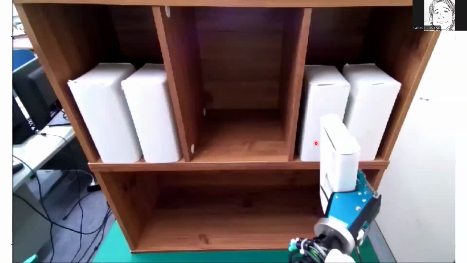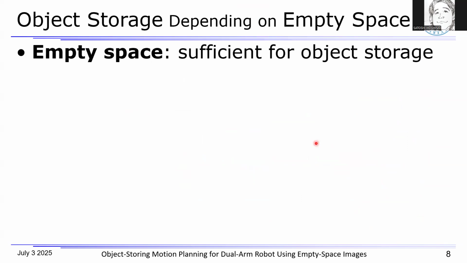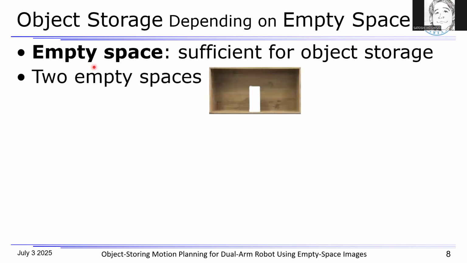partitions in the shelf. However, if a shelf has no partitions, the space is divided by the placed objects. In such cases, some spaces may not be sufficient for storing additional objects depending on the placed ones. So here, let us first define the space which is sufficient for object storage as the empty space. Here, let me show you an example.